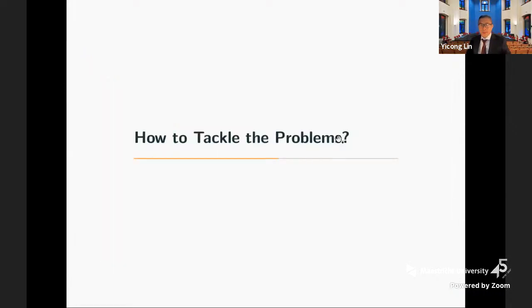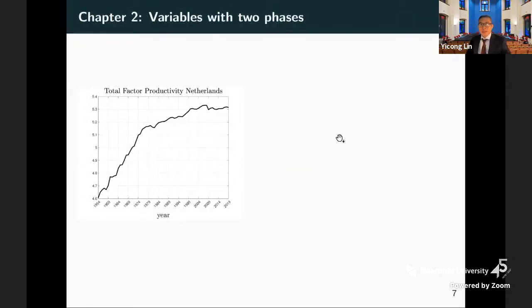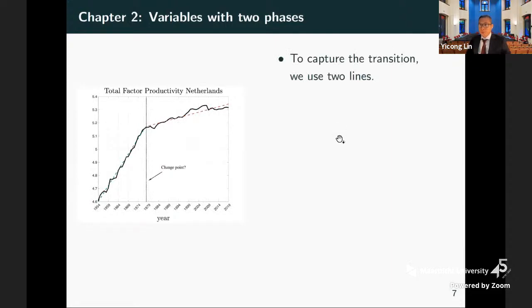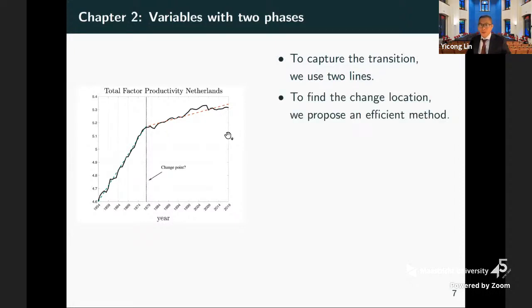How to tackle the problems? In chapter 2, we use two straight lines to approximate or to capture the transition. So it looks like this. Then we propose an efficient method to pin down the change location. The efficient here means we can find out the change location more accurately with the same amount of data.